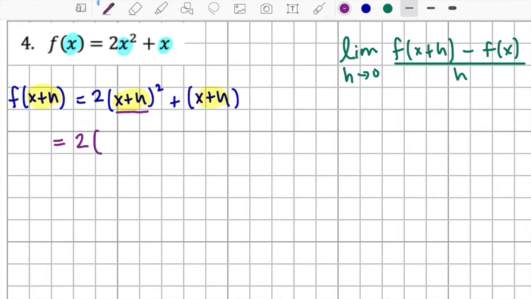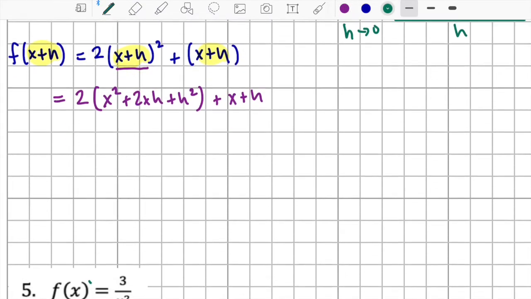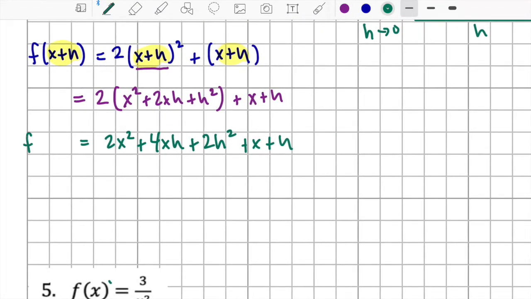Alright. Let's simplify. So what I want to do is expand x plus h squared. I'm going to do the shortcut. I'm not going to explain that one because you should already know it. I've done it too many times. So it'll be 2. If I expand x plus h squared, the binomial, it'll be x squared plus 2xh plus h squared, plus, now I'm just going to drop the x plus h. X plus h. Okay. Let's simplify even more. So distribute the 2. So we have 2x squared plus 4xh plus 2h squared plus x plus h. All of this is your f of x plus h.